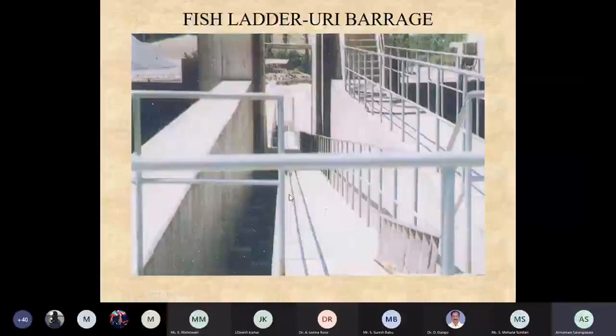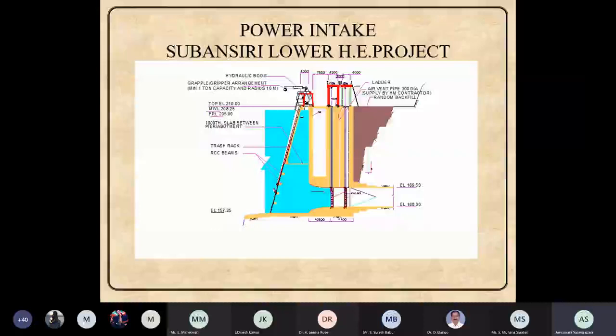This one you can see. There is some type of step system that will be allowed, so that the fish will be passed through this one. It is designed so that the fish will pass through this water and come down. This is the power intake where the water will go inside the water tunnel.